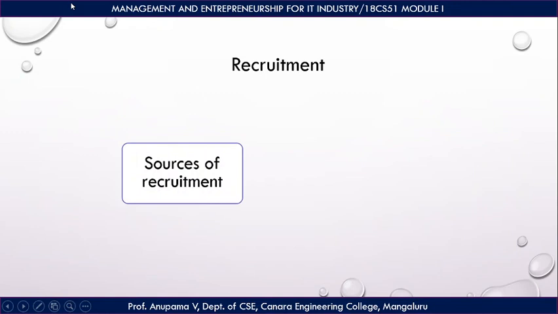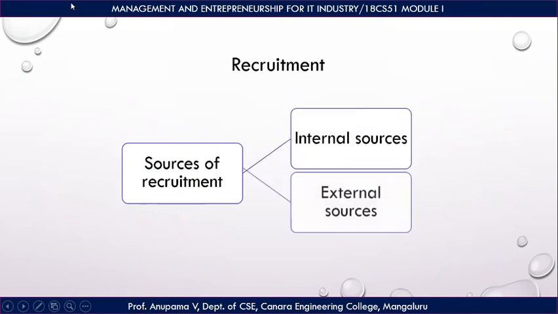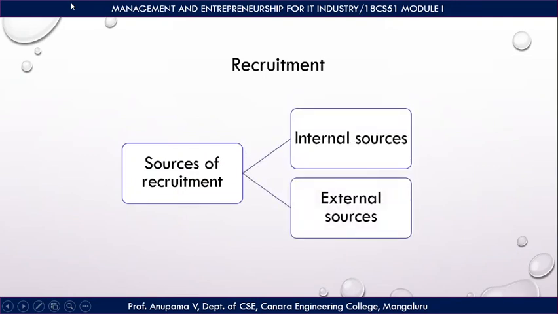The sources of recruitment can be broadly classified into two categories: internal and external. Internal sources refer to the present working force of a company. Vacancies other than at the lowest level may be filled by selecting individuals from among the existing employees of the company. The external recruitment means the recruitment from the various sources outside the company.